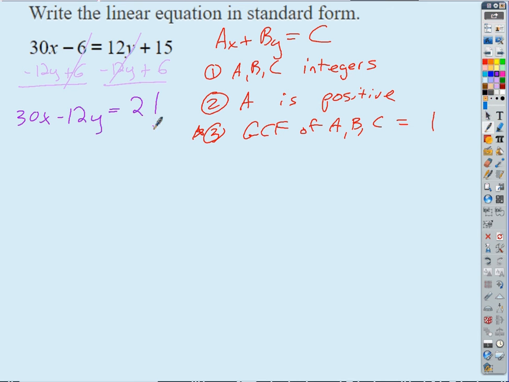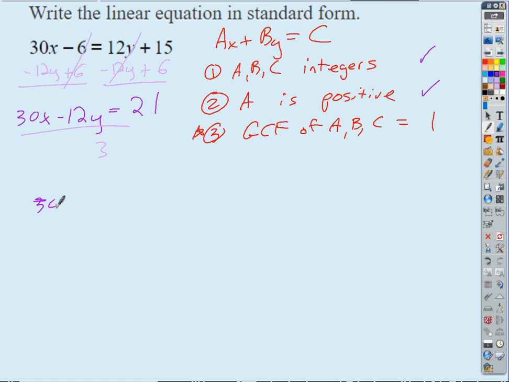So let's check. Where are we here? Step 1, check. Right, we got integers for A, B, and C. Is A positive? Yeah. Okay. Is the greatest common factor of A, B, and C 1? What could I divide all the numbers by? 3. Okay, good. I could divide everything through by 3. So if I divide everything by 3, what's that really mean?